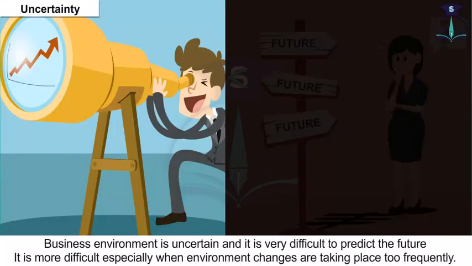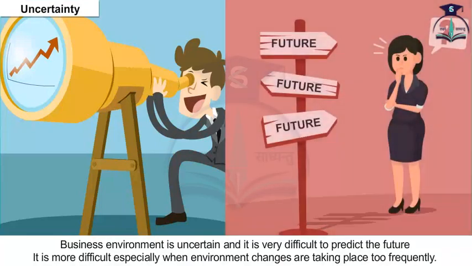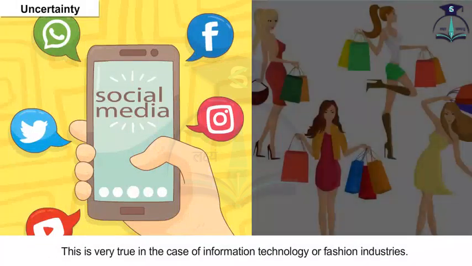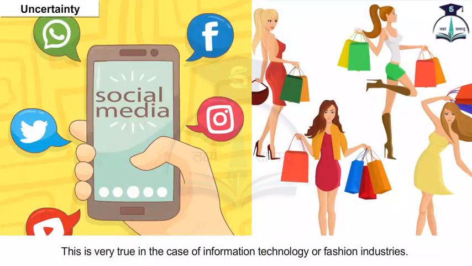Uncertainty. Business environment is uncertain and it is very difficult to predict the future. It is more difficult especially when environmental changes are taking place too frequently. This is very true in the case of information technology or fashion industries.